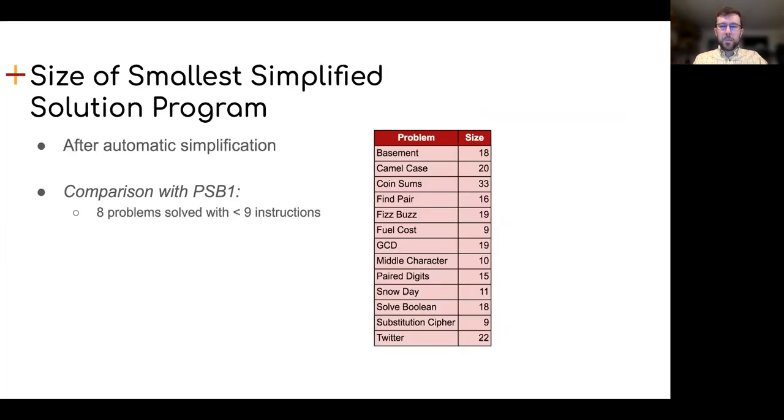As another point of data as to the difficulty of these problems, here are the program sizes of solution programs after they've been simplified. You can see that the sizes here vary from about 9 to the mid-30s. And as a comparison, in PSB1, 8 of the 29 problems could be solved with fewer than 9 instructions. So we can see that more instructions are needed to solve these problems, showing again that they are more complex.